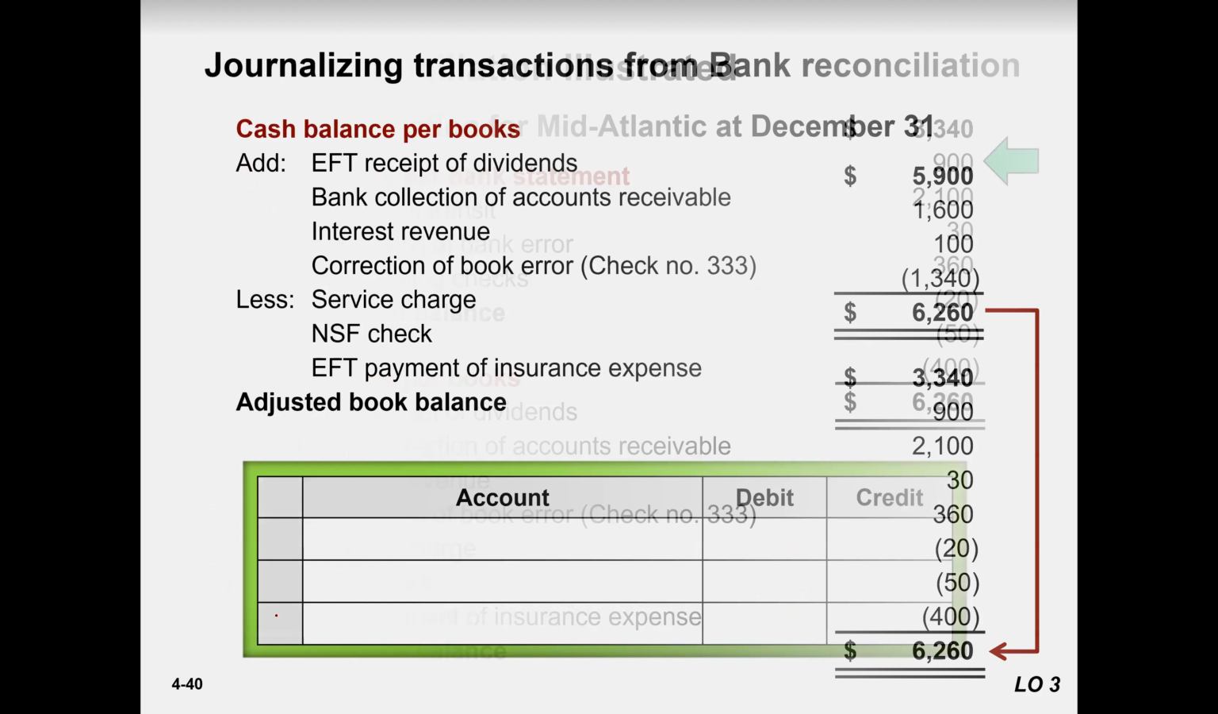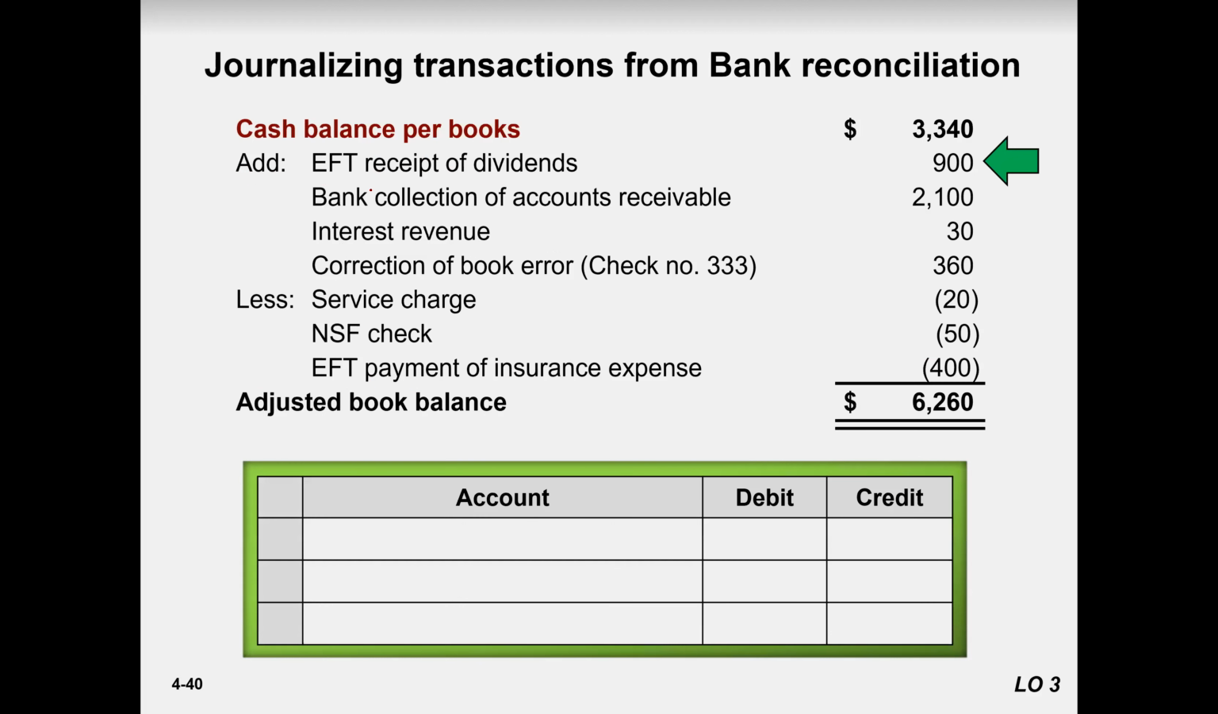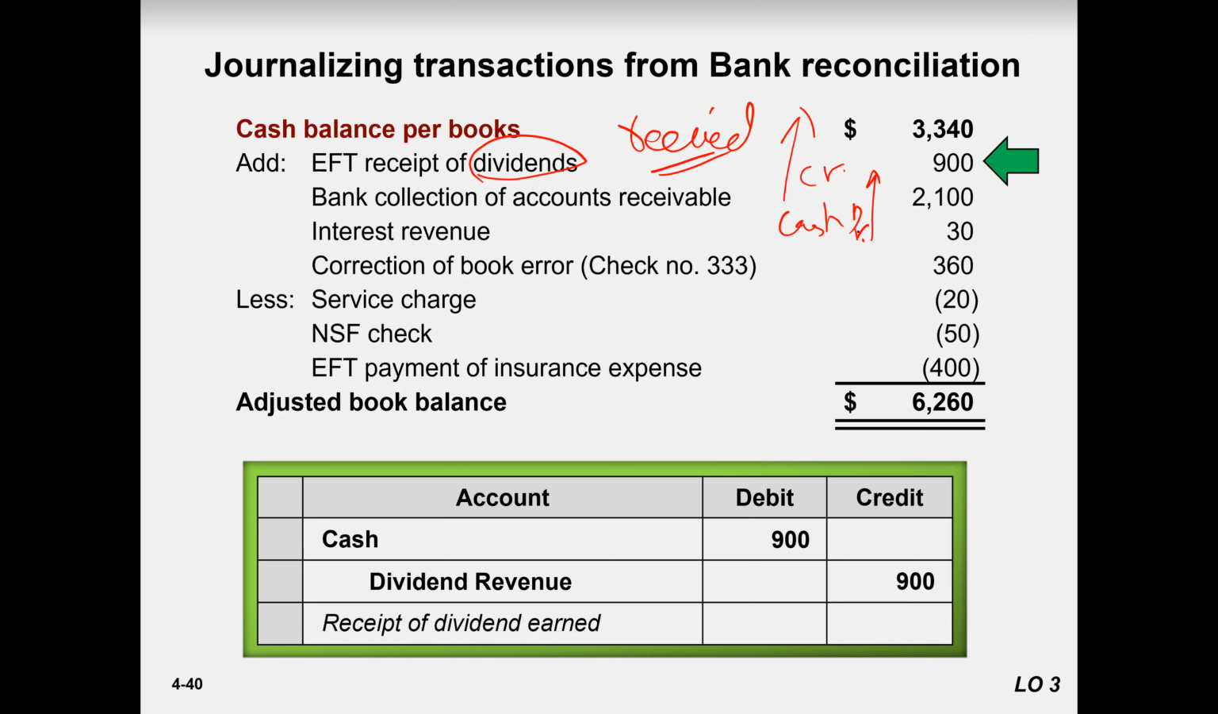So that's why here, first of all, EFT is receipt of dividend received, which means received. That must be the case of revenue. All right. So what is your entry? Revenue increase, credit; cash increase, debit. The entry is going to be cash to dividend revenue.